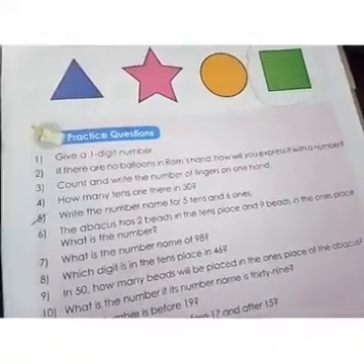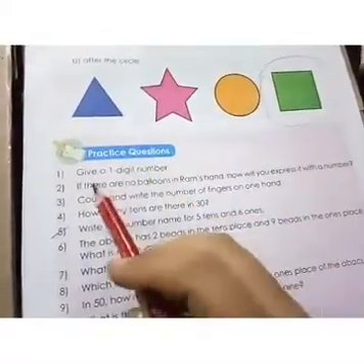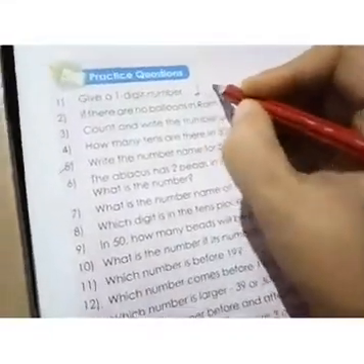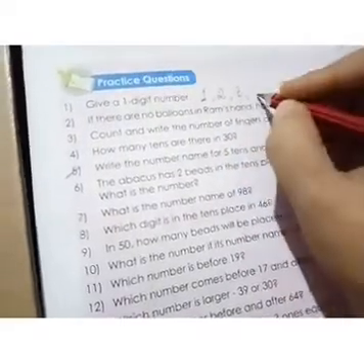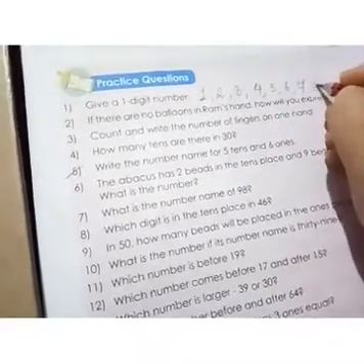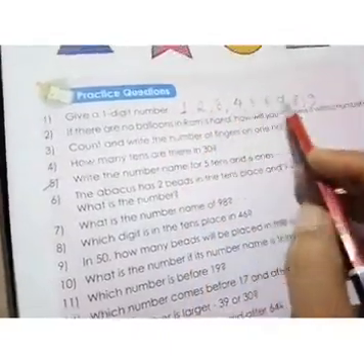So children, these are the practice questions. In the last class, we have done concept 3.1 and 3.2 of the workbook. So today we are going to do the practice questions. I am going to do it here only. You can also write in your workbook near the questions, or in your copy. So let us start. The first question is, give a 1-digit number. You can give any 1-digit number. It can be 1, 2, 3, 4, 5, 6, 7, 8 and 9. You can give any one example from here. All these are 1-digit numbers.